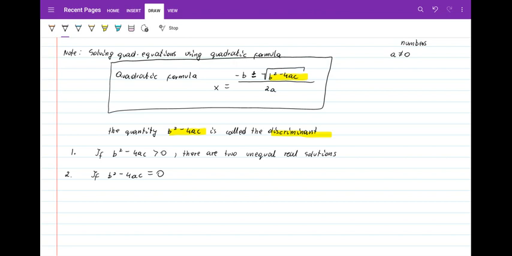Now, if the discriminant is equal to 0, there is a repeated solution. Technically, we can say that there is one solution. Many times we call it a repeated solution, or double root, because we may say that x1 equals 5 and x2 equals 5. That repeated solution sometimes we also call a double root.